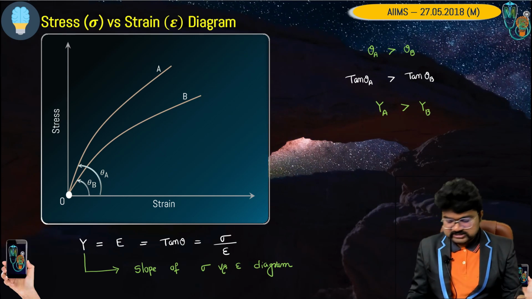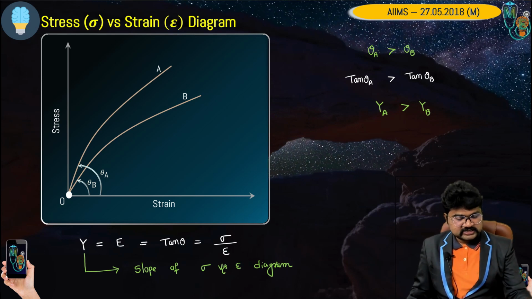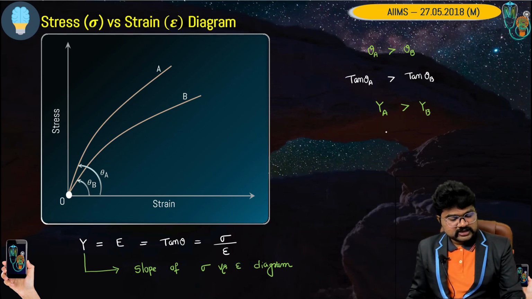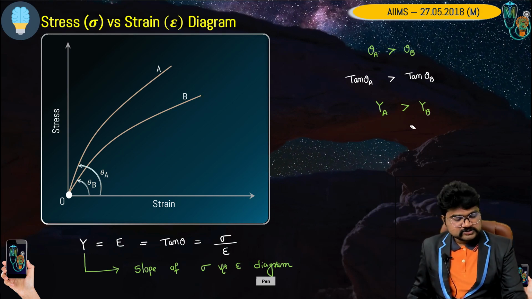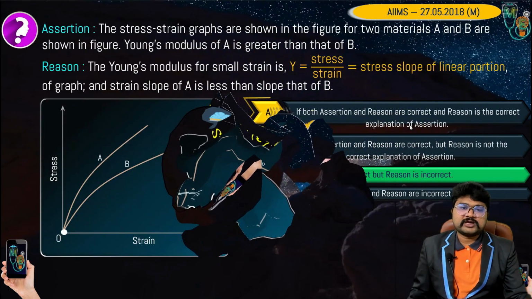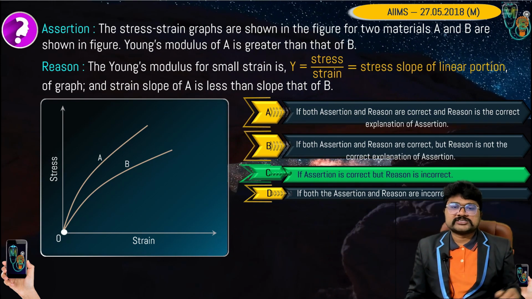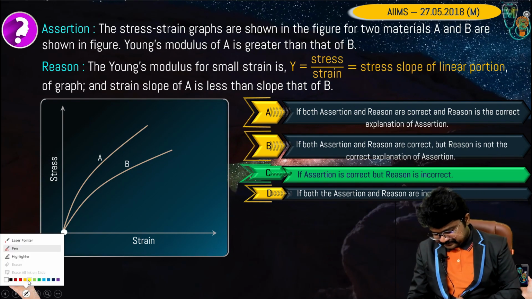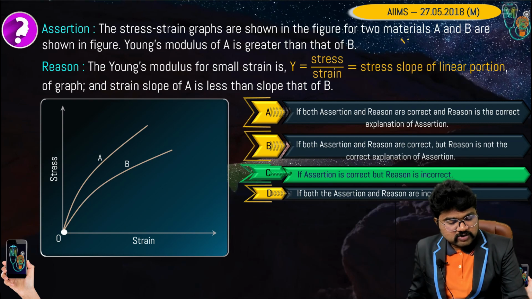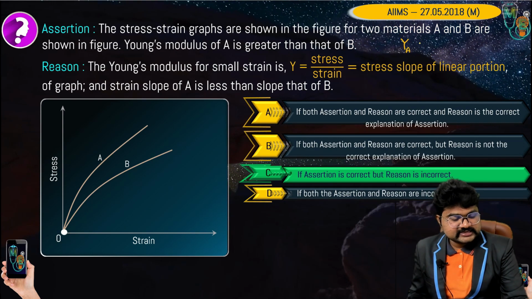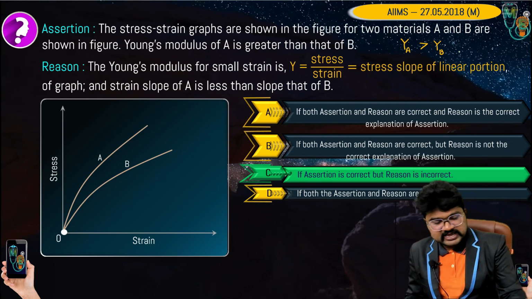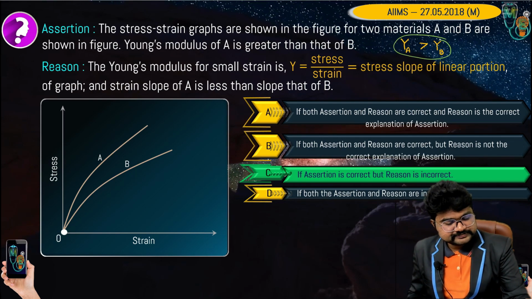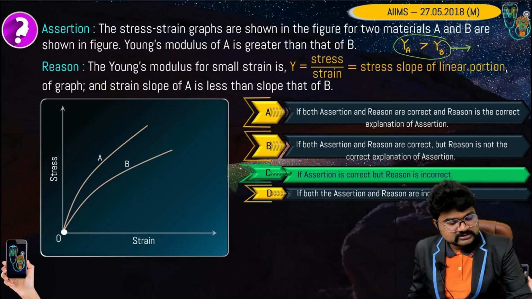So here you can say this is the result. Now we can observe here Young's modulus of A is greater than Young's modulus of B. This part is correct.